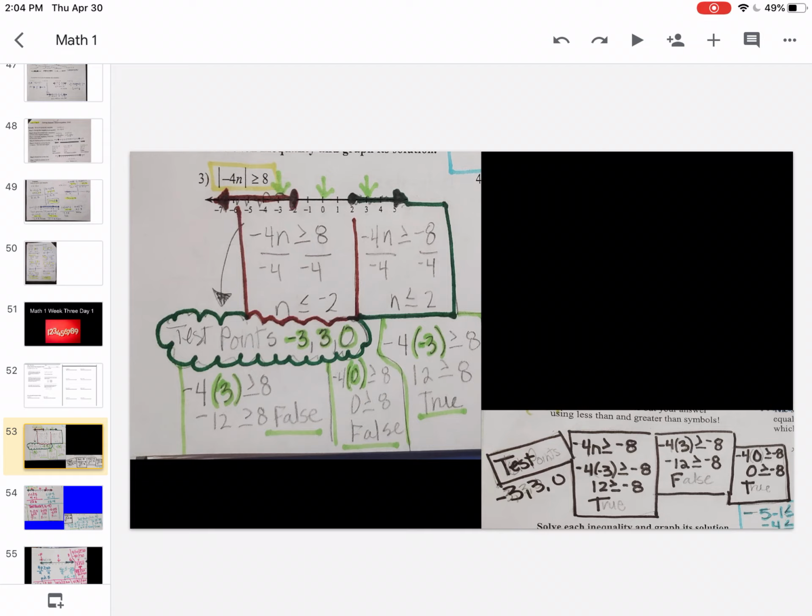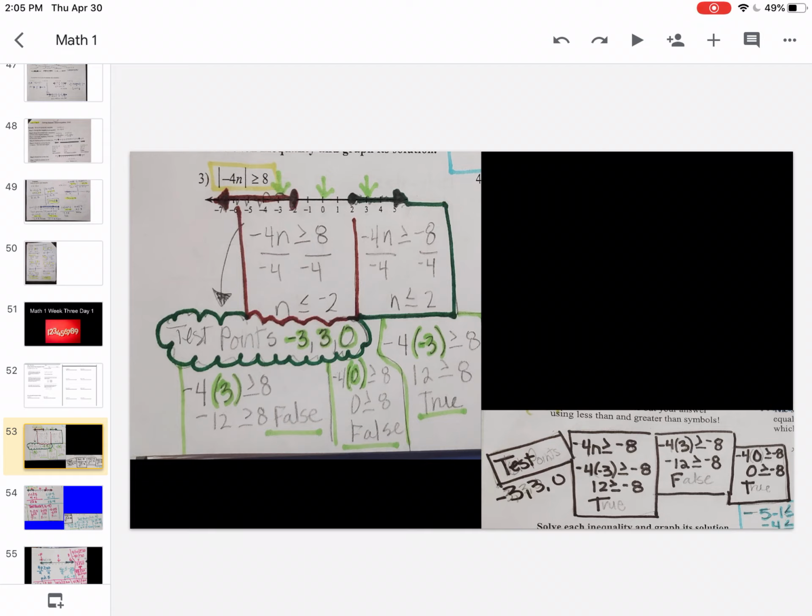And then you have to do test points. The test points are on the difference. I put the green arrows so you can see that they're on the other side of the points, and then one in the middle. So in this case you would have 3 test points. It doesn't have to be these exact numbers. It just has to be on the outside of the points and then one in the middle.